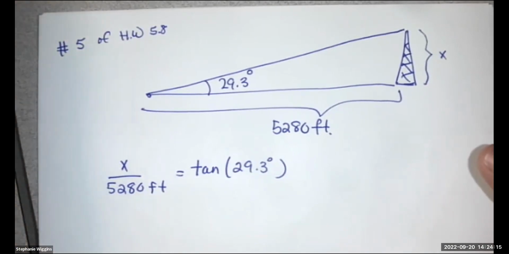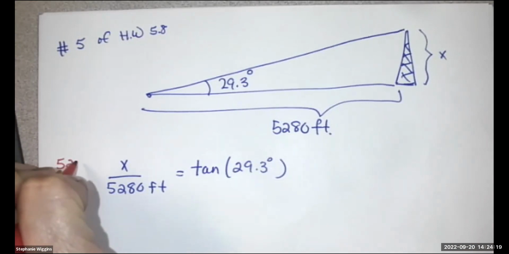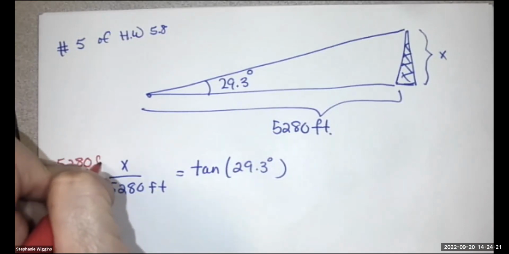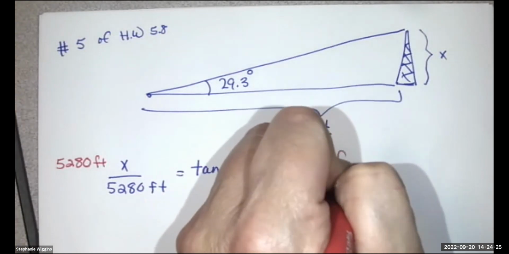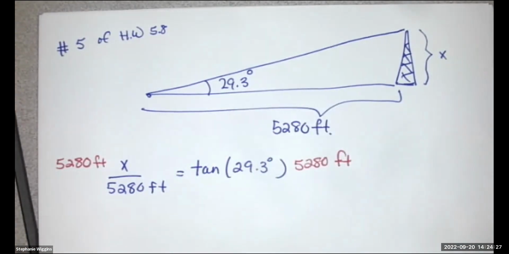And now I'm going to go ahead and multiply both sides by 5,280 feet. And on the left-hand side, those are going to cancel. And then I'll go ahead and calculate this in my calculator.